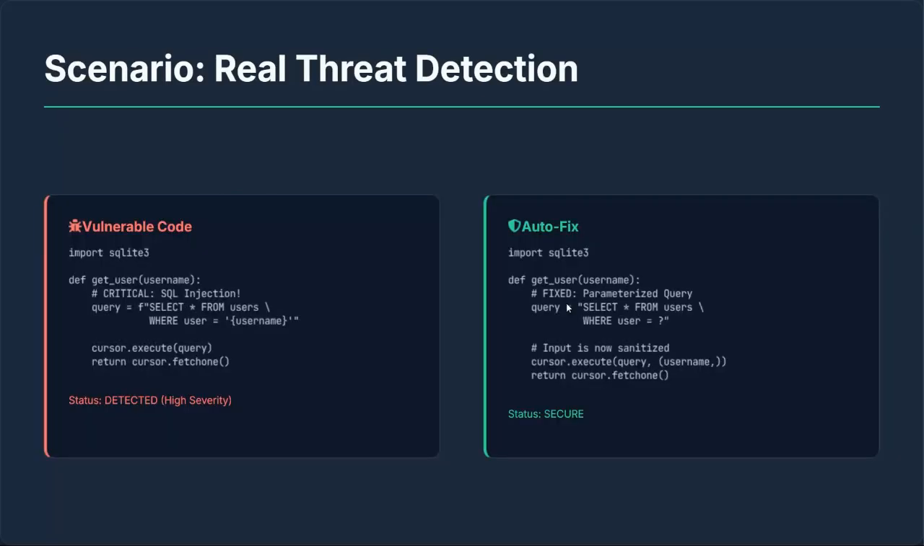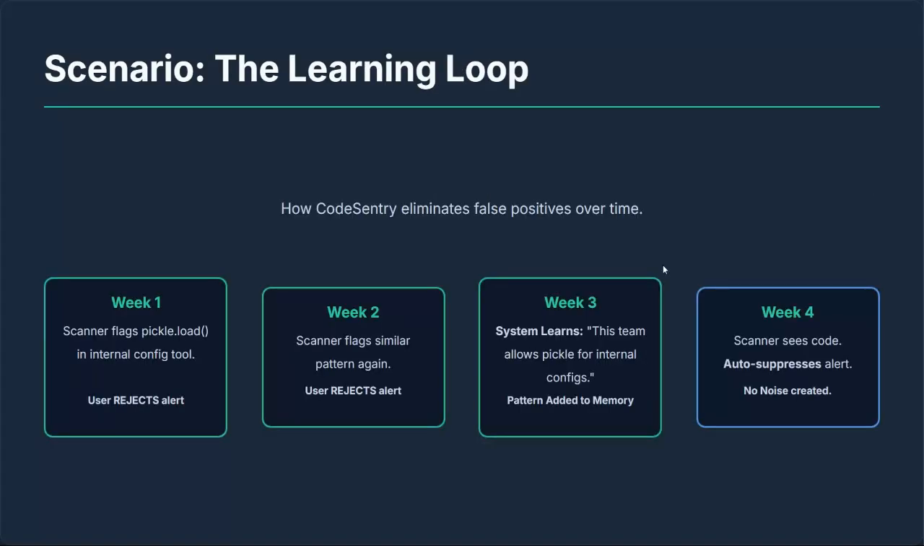Here we can see a scenario of how real threat detection works. The code on the left side uses SQLite 3, and it creates a select query by using the parameter as it is passed by the user. Now CodeSentry detects it as a high severity issue, and it proposes the autofix, telling the developers to prioritize parameterizing the input that we received to ensure that there is no SQL injection happening.